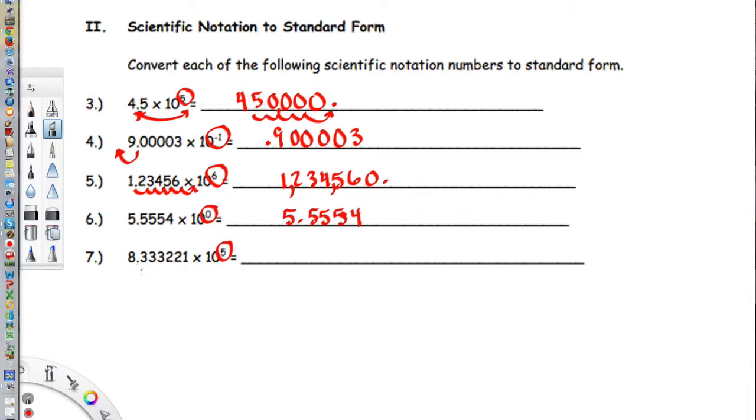And then my last one in this section, number 7, the exponent is a 5, so it's telling me to move the decimal point 5 places to the right. So I have to go 1, 2, 3, 4, 5, right between the last 2 and 1. So I have 8, 3, 3, 3, 2, 2.1.